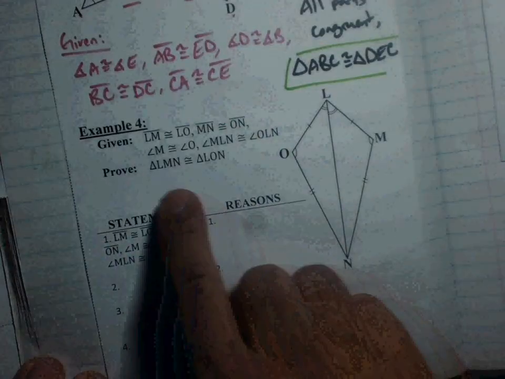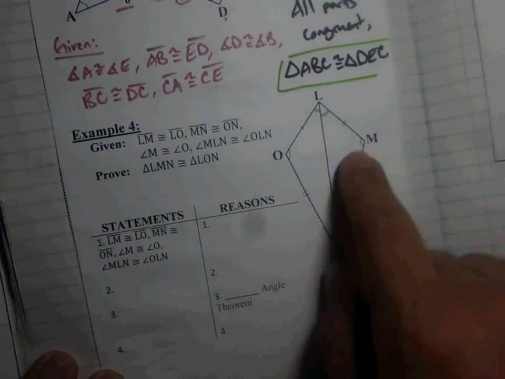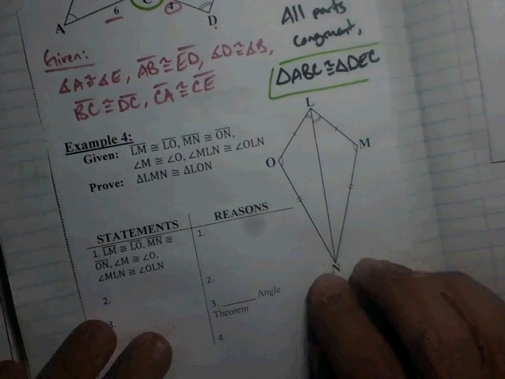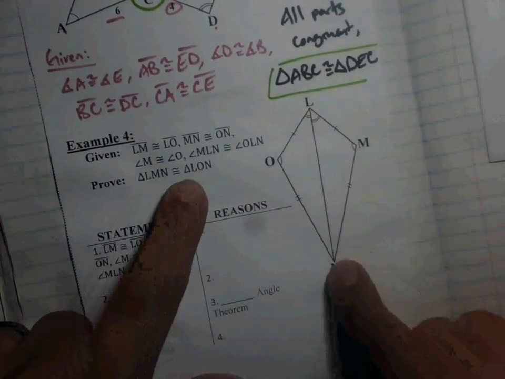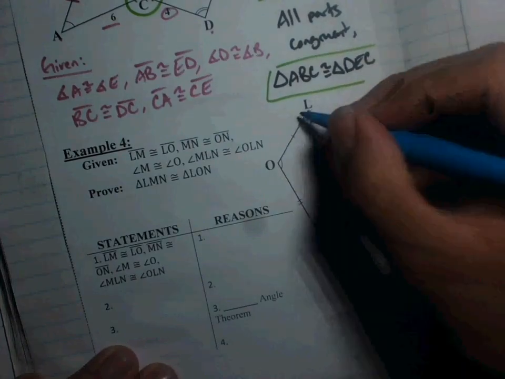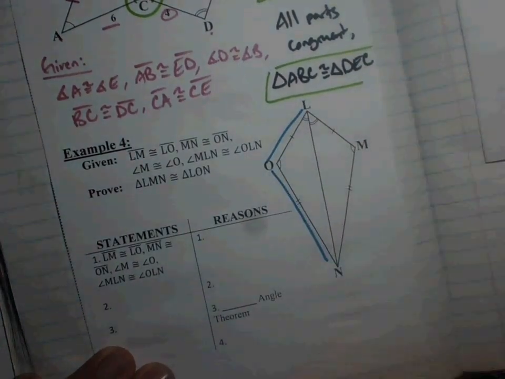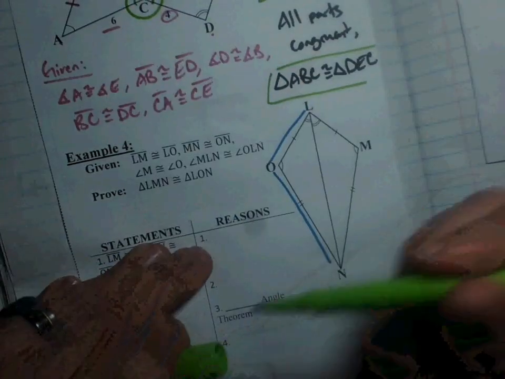All right, so now I have this example. We have to fill out these reasons, and then we're trying to figure out what's happening with this triangle, right? We're trying to show that LMN is congruent to LON. So these two triangles are congruent, right? We're trying to show that this blue triangle will be congruent to the green triangle. Let's do green.